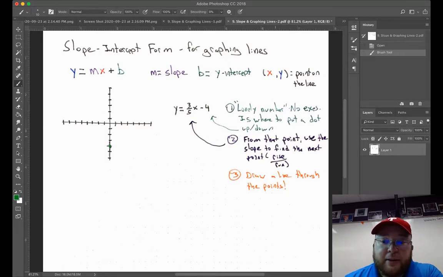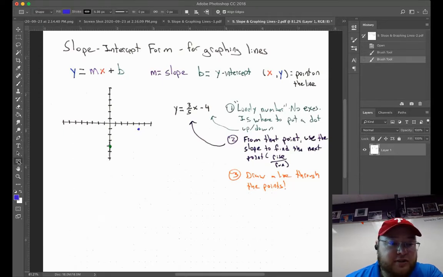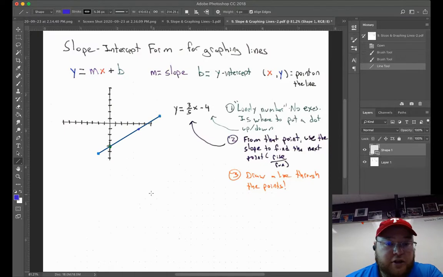Then from that point, use the slope to find the next point, which is rise over run. This has a rise of 3 and a run of 5. So I'm going to count up 1, 2, 3. 1, 2, 3, 4, 5. Put another dot. Last step is just to draw a line through those points. Now I'm going to cheat. Boom. And you're done. That's graphing a line.